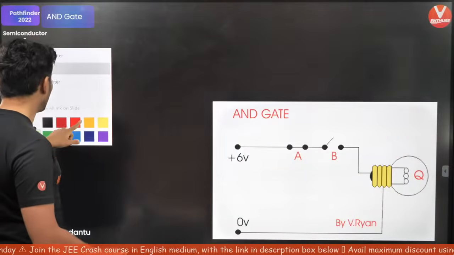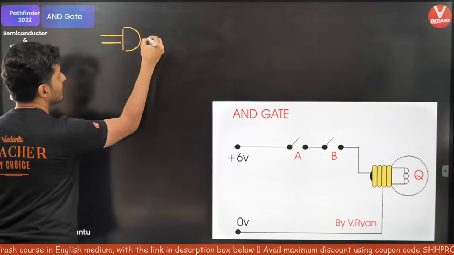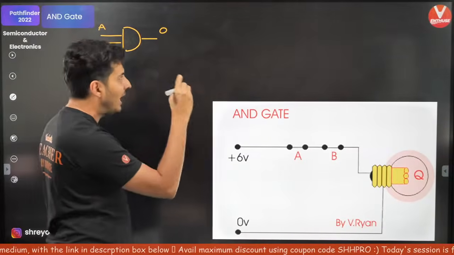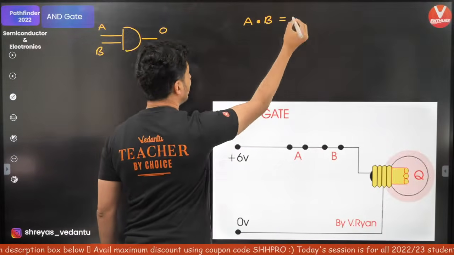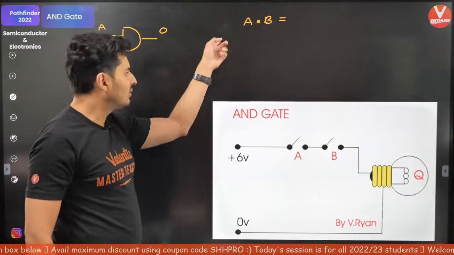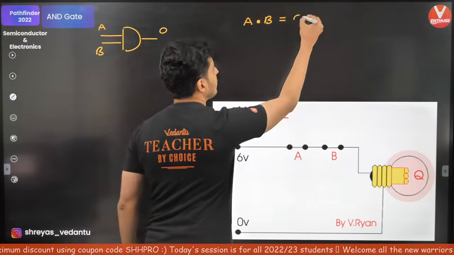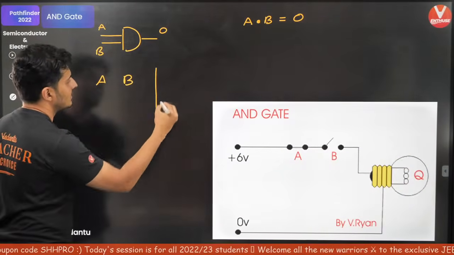So the way to show it symbolically, AND gate is shown like this. So these are your two inputs. This is your output. Mathematically, you will show it A dot B. This is not your dot product. The dot stands for multiplication in Boolean algebra. A dot B is O. The truth table will look something like this.